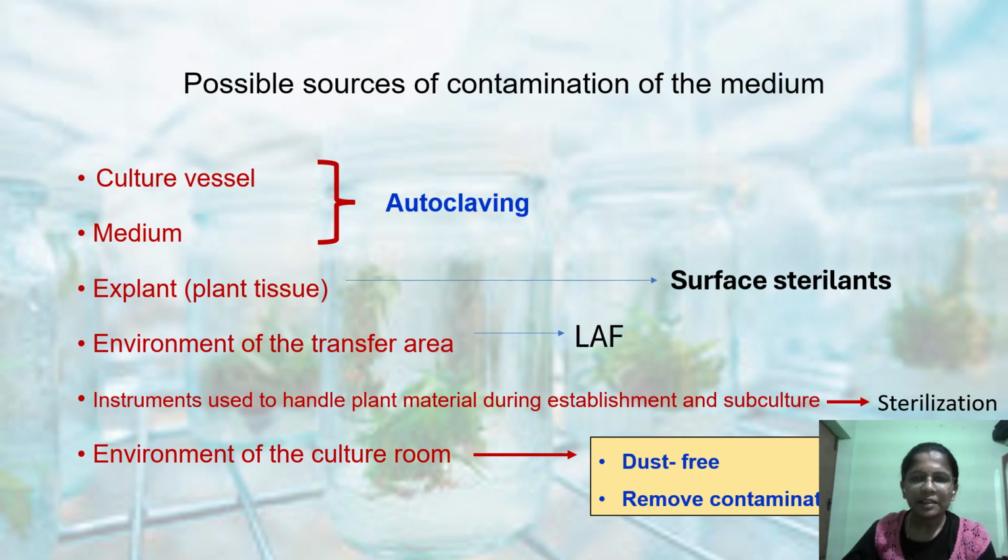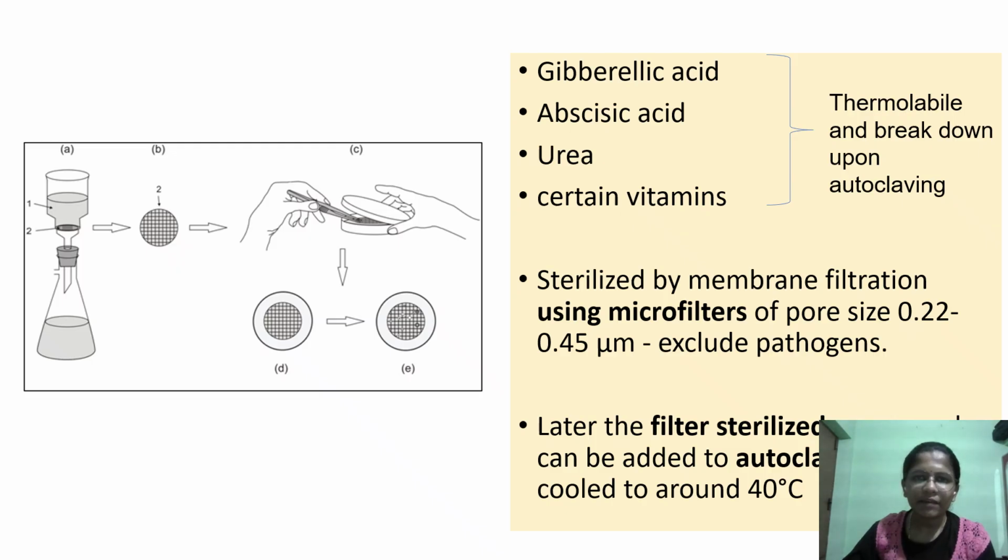And in the culture room, we can maintain proper light and temperature, and it should always be dust free. And the person who is entering that particular growing chamber, he or she should have the proper lab coat and other things, like all the tissue culture laboratory safety practices, along with the aseptic practices the person should follow. Then only we can avoid the contamination.